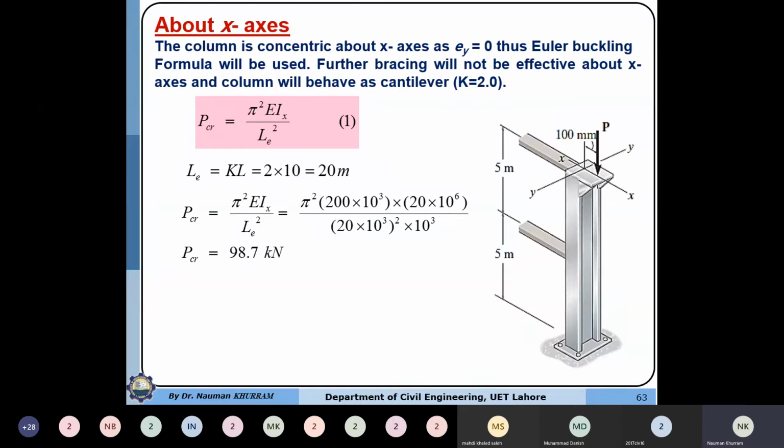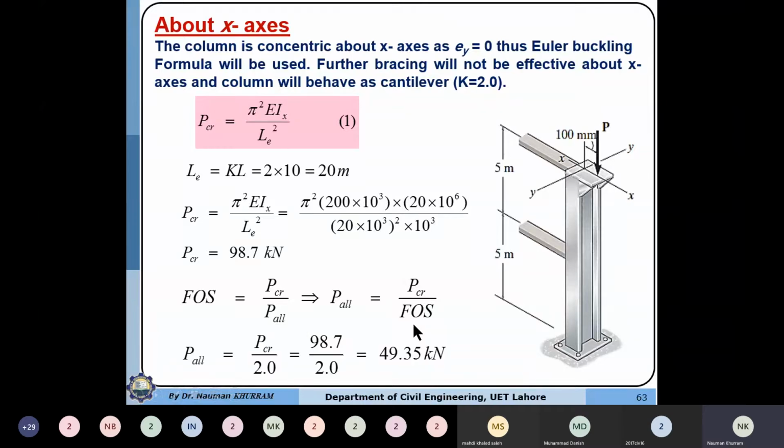So next, we know the factor of safety against buckling is 2. So factor of safety is equal to P critical divided by P allowable or P safe. So P allowable will be equal to P critical divided by factor of safety. It means that we have determined this load value as 49.35. So this is the load that this column can sustain without buckling about the x-axis.